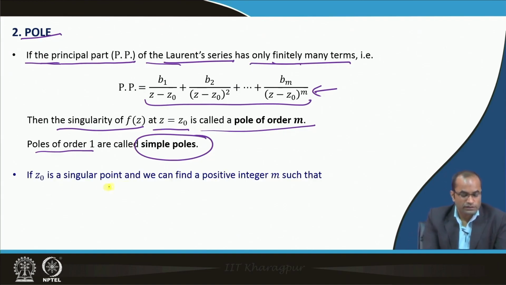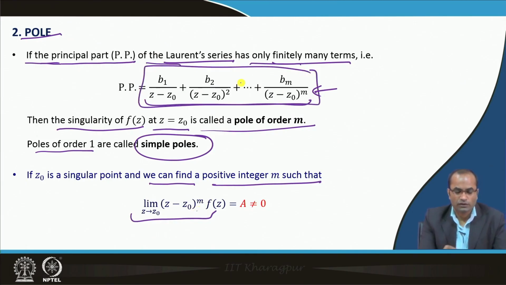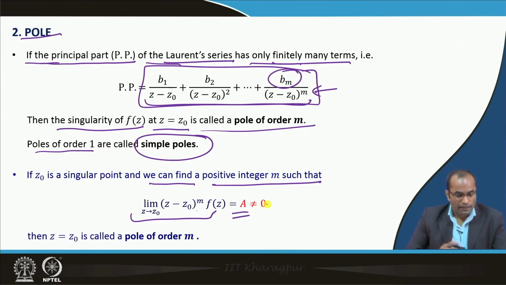And if z_0 is a singular point, we can also find a positive integer m such that when we multiply this f(z) by (z minus z_0) to the power m, which is clear from this Laurent series as well, we will have something b_m there, that means a constant a which is not equal to 0, and then we call z equal to z_0 a pole of order m.